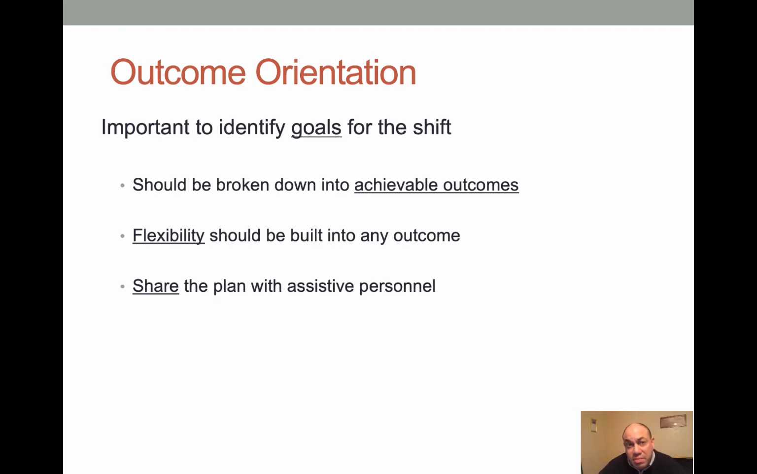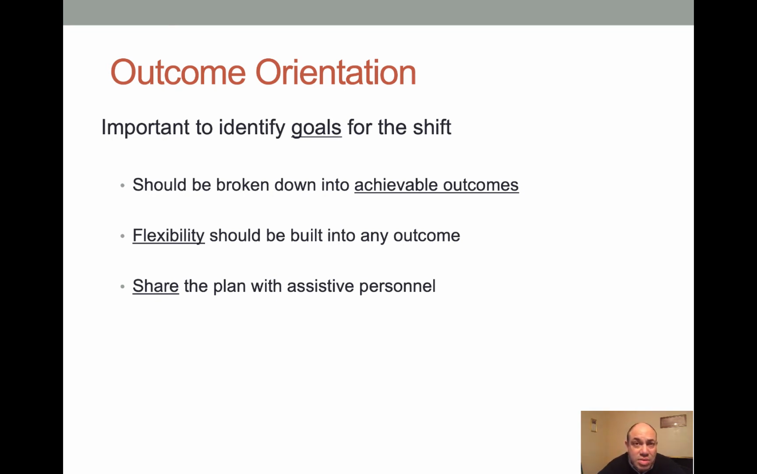The importance of outcome orientation is to set goals and identify goals for the shift. And when you're setting goals, you want to make sure that they're broken down into achievable outcomes, something that you can achieve within the amount of time that you're there. You've got to include some flexibility with your goals. And then you've got to share the plan.